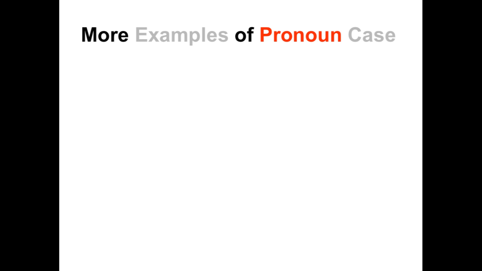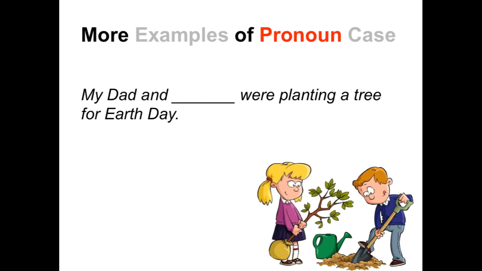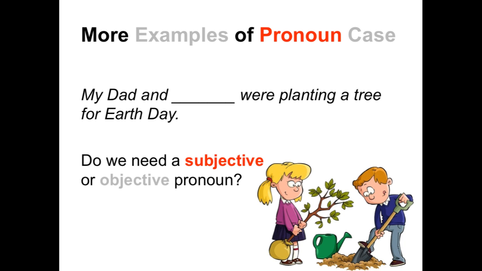Here are some more examples of pronoun case. My dad and blank were planting a tree for Earth Day. Do we need a subjective or objective pronoun to best complete the sentence? To answer this question, look for the verbs. In this case, we have a verb phrase, were planting. So we ask ourselves, who was planting? My dad and blank. So we need a subject pronoun that will take the verb here to complete this sentence properly.